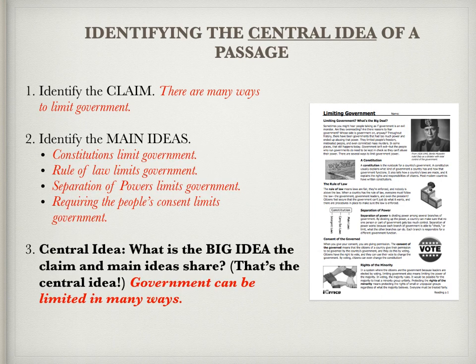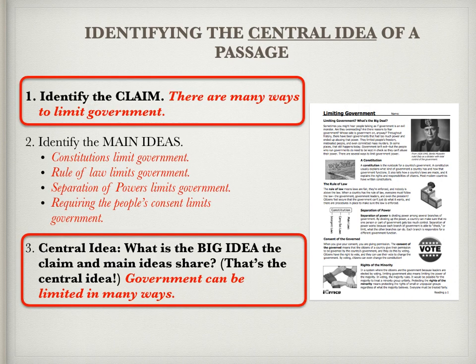So here we go. Here's our central idea. We ask ourselves, what is the big idea the claim and main ideas share? As we just identified, it is governments can be limited in many ways. Now, as I said, sometimes you'll notice that the claim is going to be the central idea. But you've got to be sure. So what you do is you check to see what the main ideas were. And if those main ideas kind of follow that pattern that we've seen in the claim, then we can go with it and say, yeah, that's our central idea.